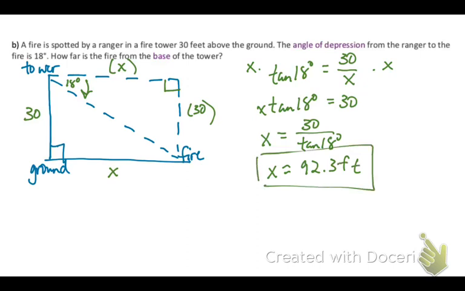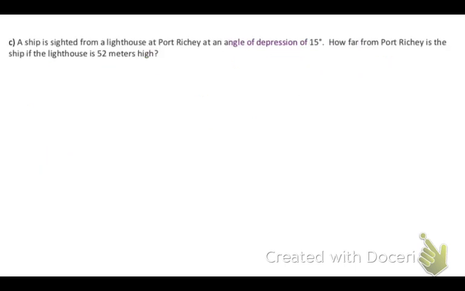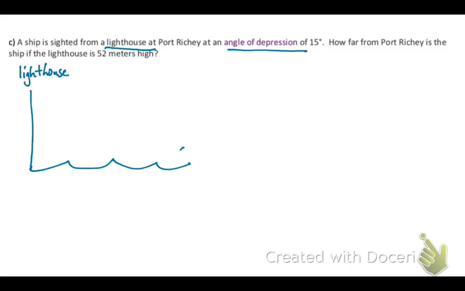Let's do a third one, okay? These, the more you do, the better you get. So a ship is sighted from a lighthouse, so that means from the top of the lighthouse at Port Richey at an angle of depression of 15 degrees. So start to kind of picture what's happening. Top of the lighthouse looking down. How far from Port Richey is the ship if the lighthouse is 52 meters high? All right, let's sketch this. So there's the water, and here's our lighthouse. There's the ship, and then here's our line of sight.